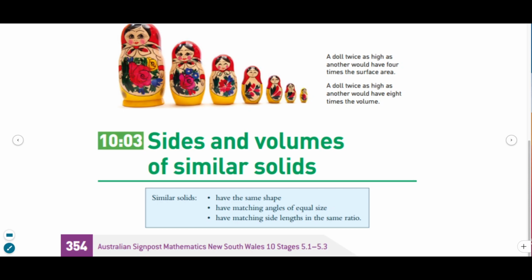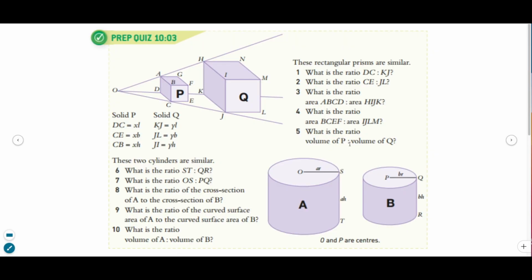Hello everyone, welcome back. So in today's lesson, we're going to cover the sides and volumes of similar solids. Now so far we know that similar solids have the same shape, they have matching angles of equal sides, and they have matching side lengths in the same ratio. Okay, so that's something that should be quite clear. Now I'm just going to pick some of these questions just as a prep quiz so that it becomes clear what we need to do for today.